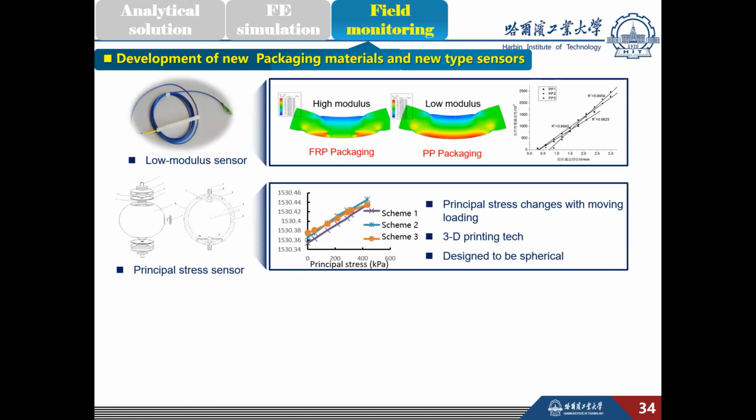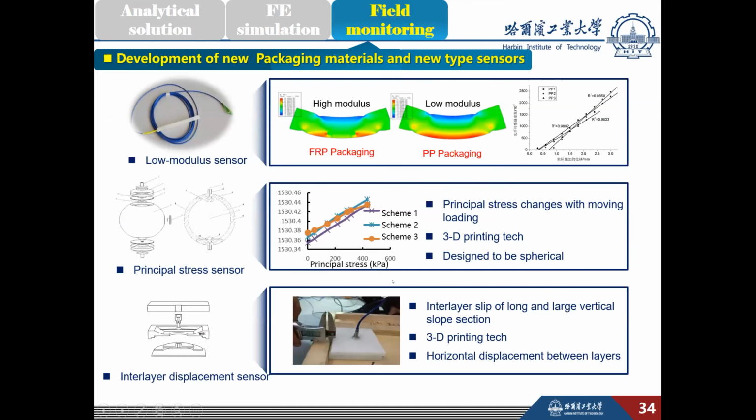Another is the principal stress sensor we developed. It was designed theoretically to measure the principal stress at the proposed point. It was designed into a spherical shape, utilizing 3D printing technology. Also, the interlayer displacement sensor, which was proposed to measure the slip between layers, especially for road sections with long and large vertical slope, was developed here, and also used 3D printing technology.